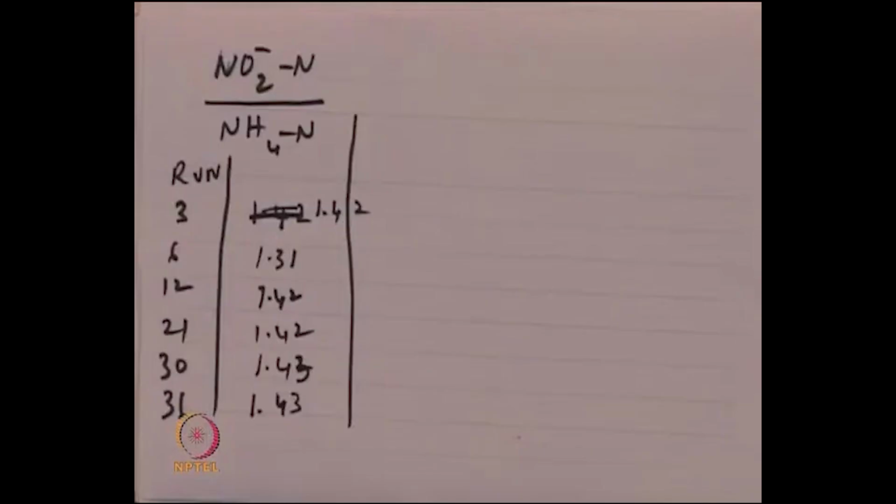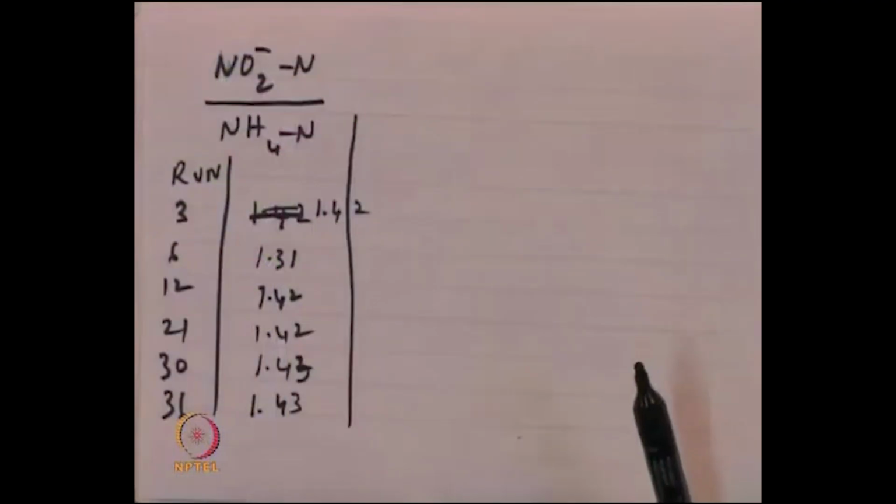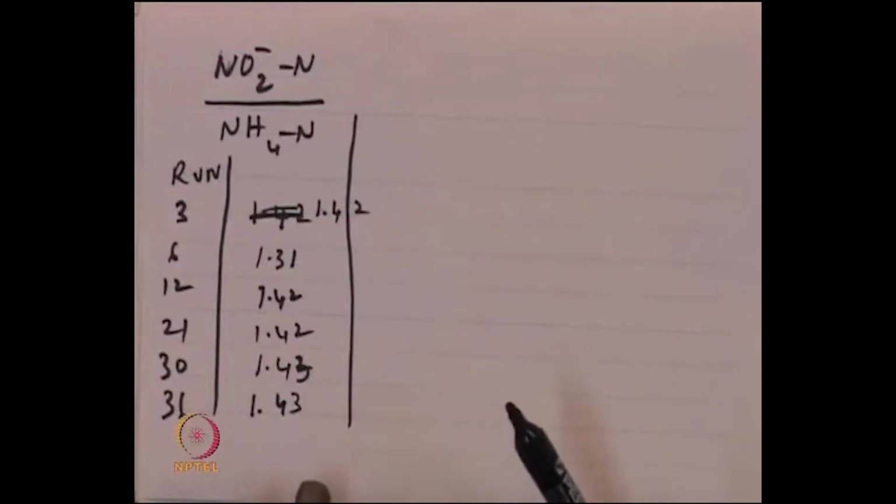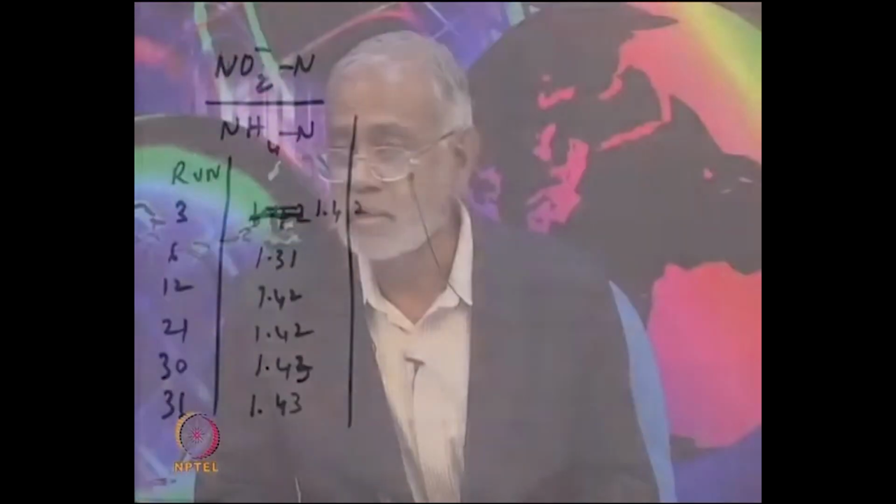What I want to draw your attention to is that even though many reactions might be taking place, when we look at this experiment in terms of the ratio of NO2 minus to NH4 plus, this ratio is reasonably constant. What meaning can you attach to an experiment in which this ratio remains reasonably constant? How do we understand it? What can we say might be happening?